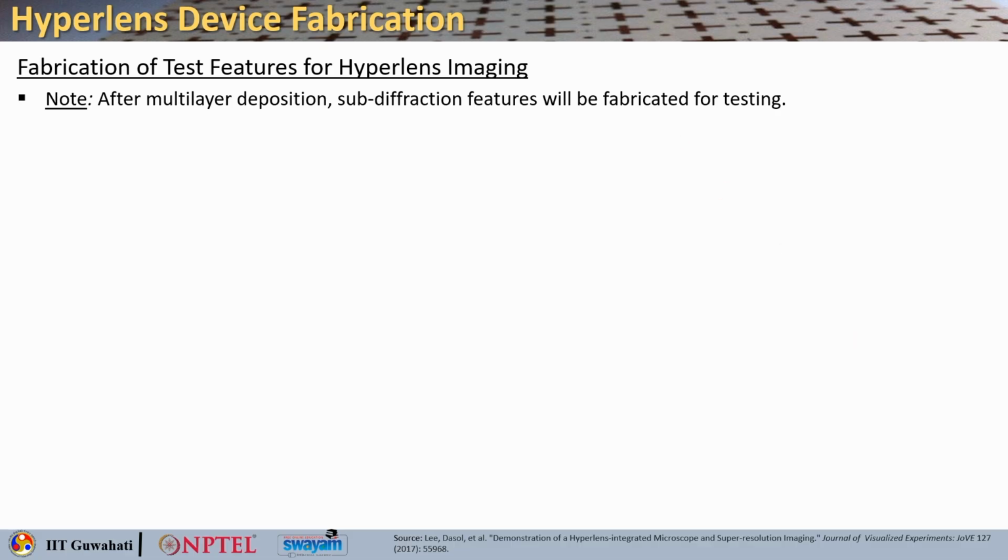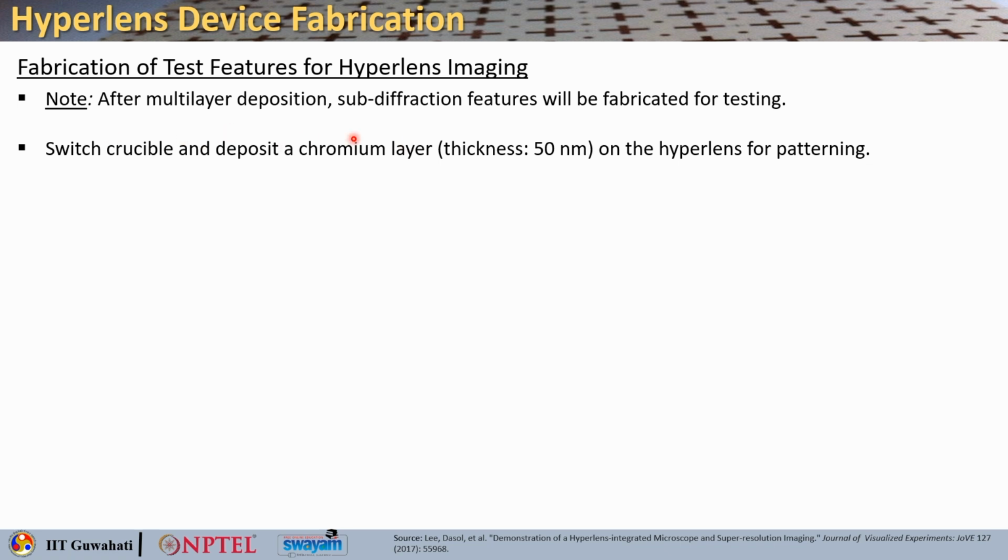Now, the final thing will be the fabrication of the test feature for this hyperlens imaging. After the multilayer deposition is done, sub-wavelength features can be fabricated for testing.